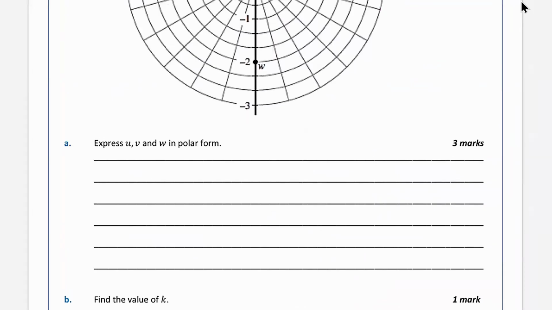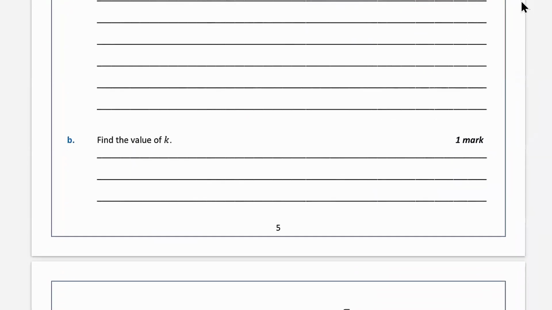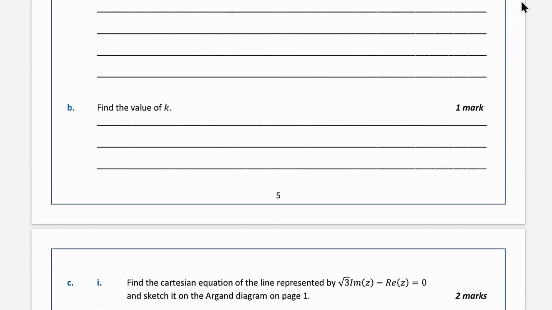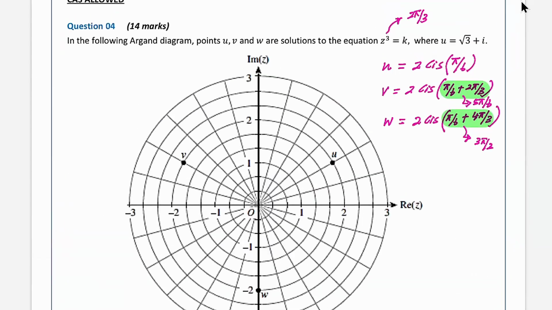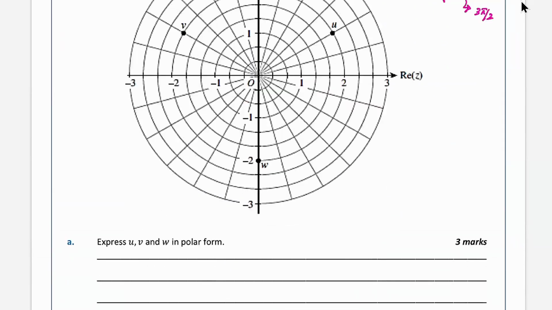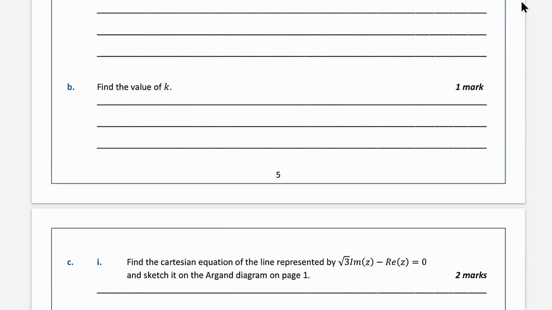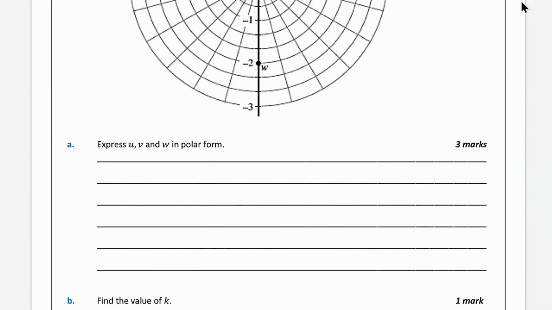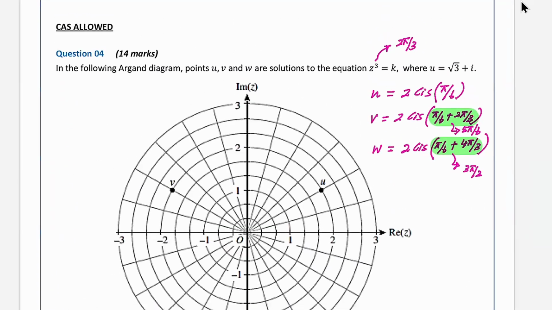Yeah. So express, we did that already. Find the value of K. How do you find the value of K? What is K here? K is just K. How do you find the value of K? So we know that, what was the U is equal to square root 3 plus i.